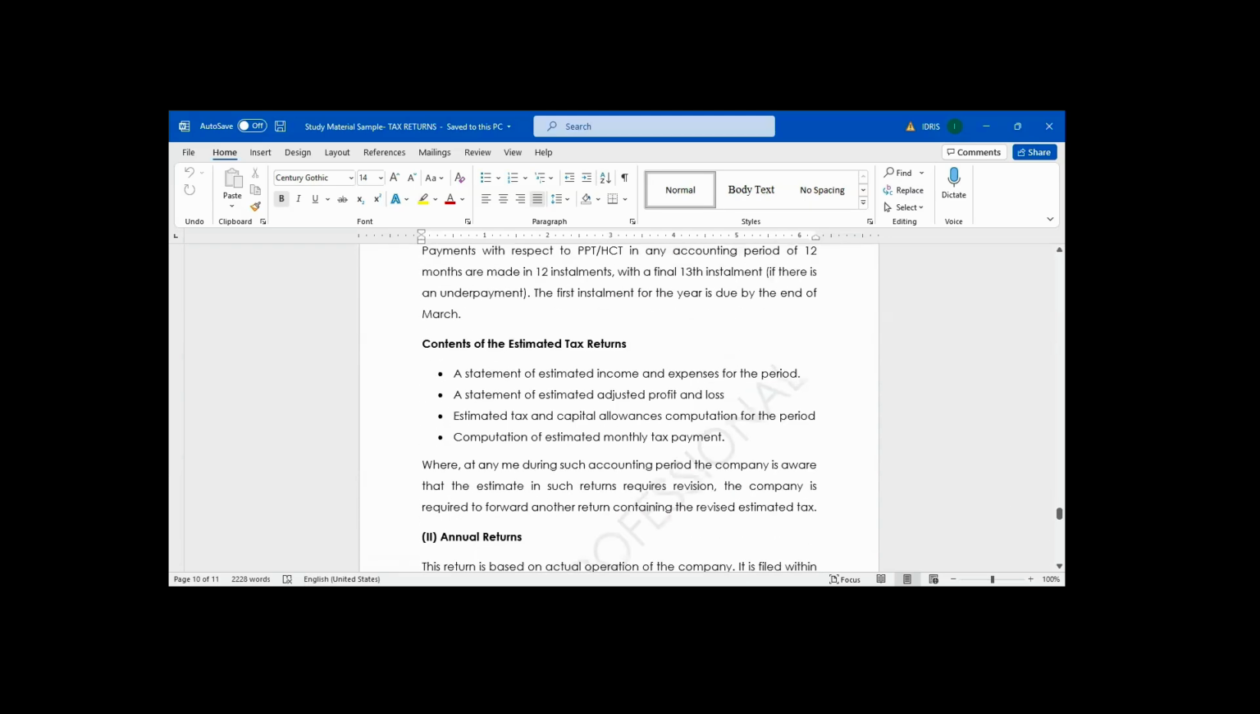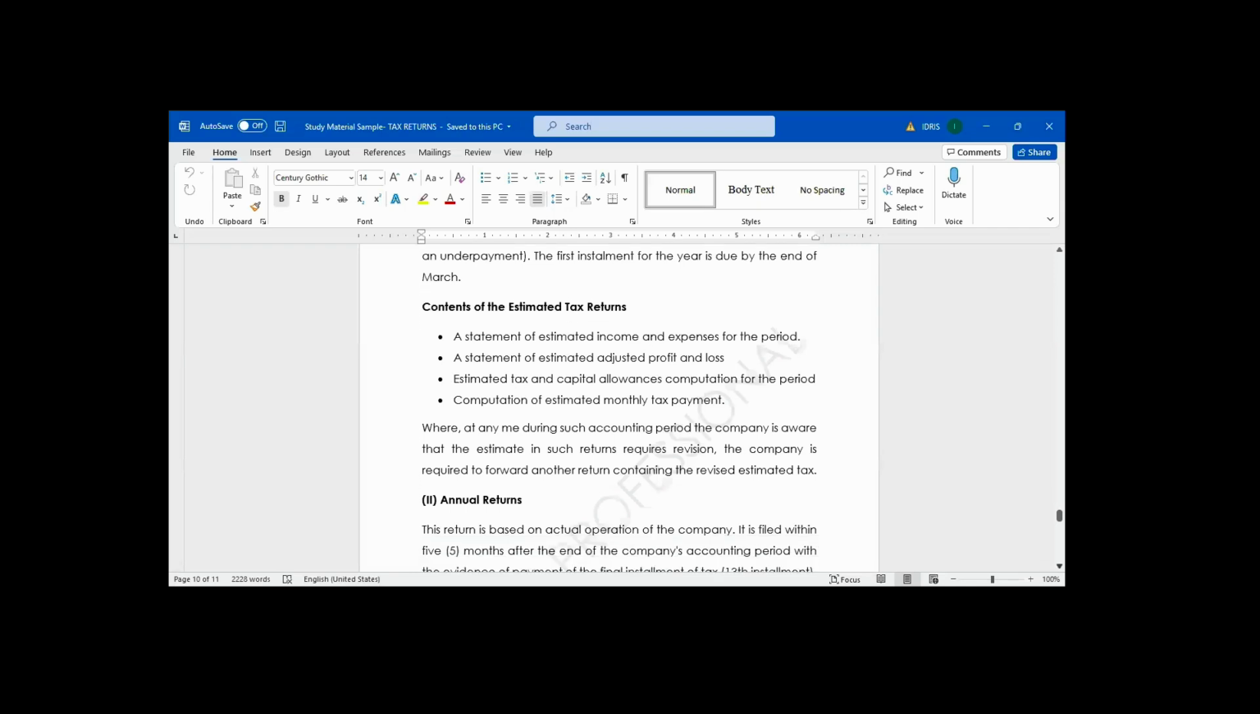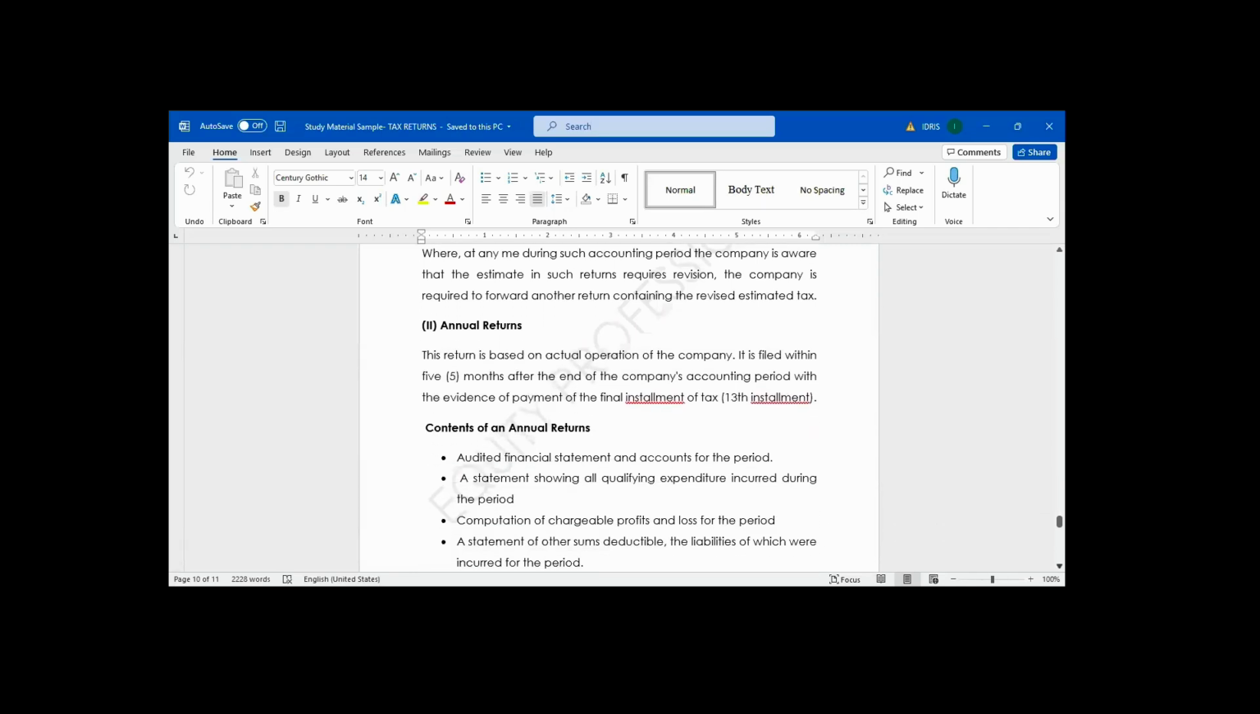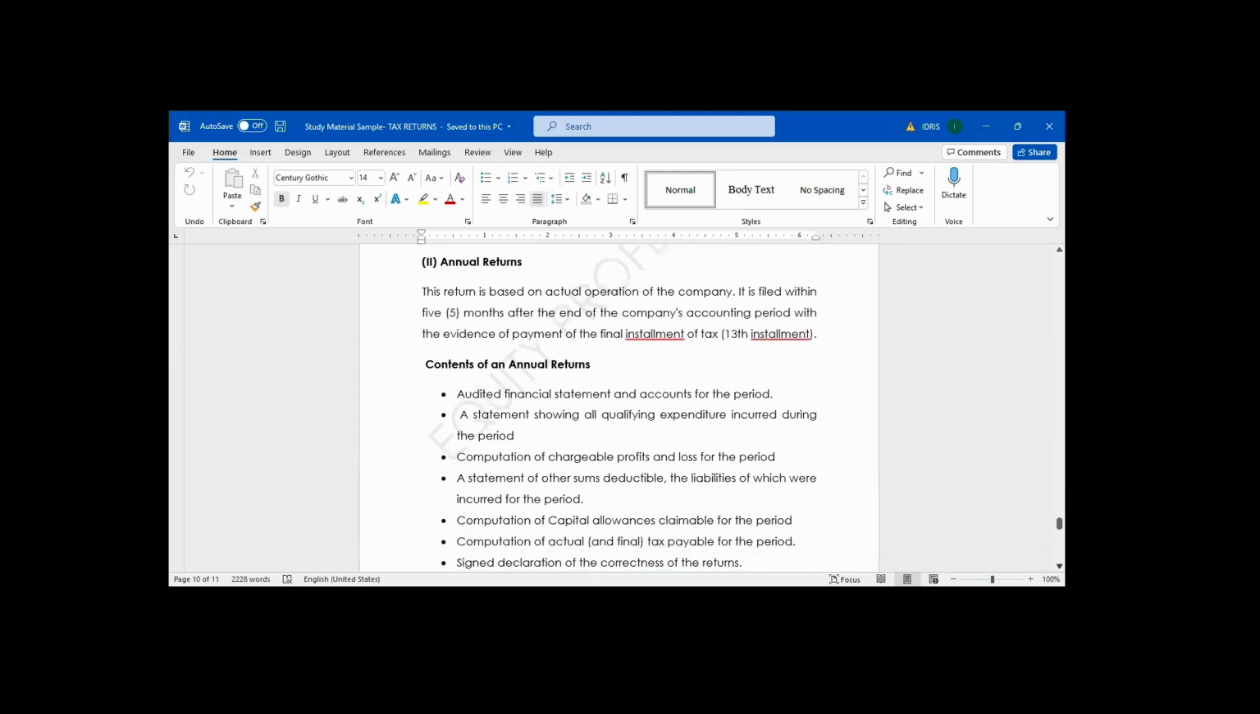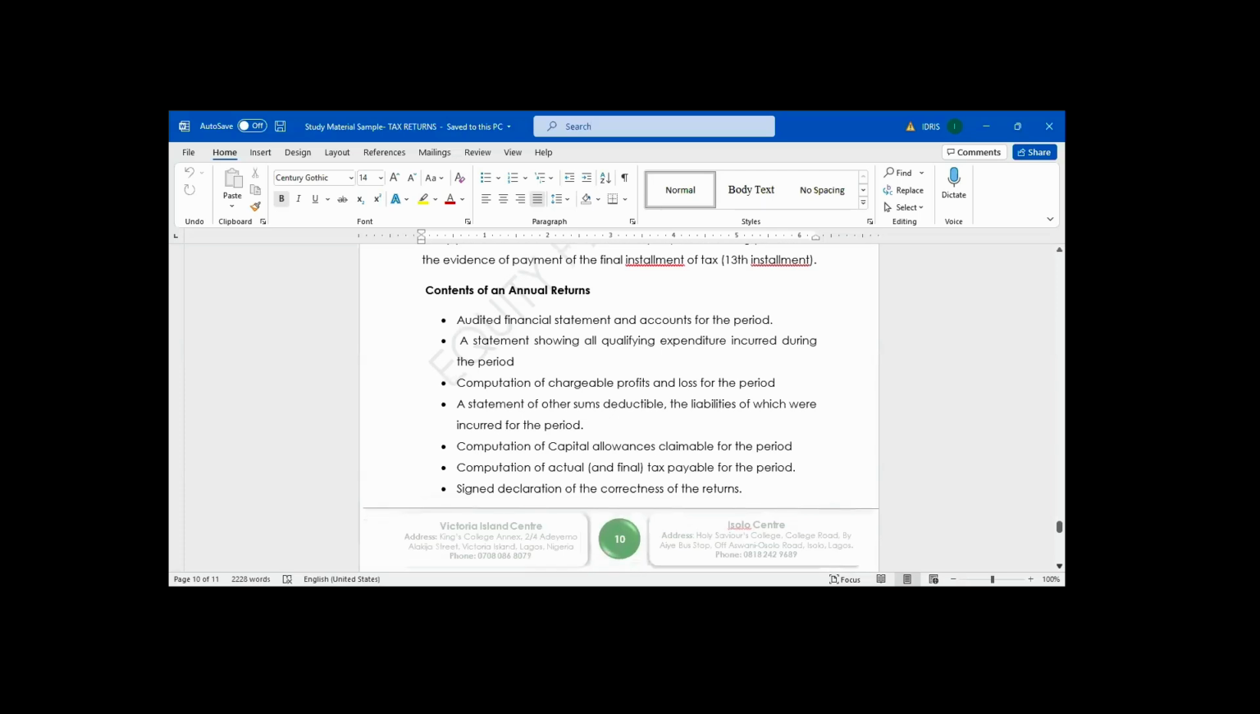Annual tax return for petroleum profit tax. This one must be filed within 5 months after the end of the year. That means annual tax return for petroleum profit tax must be filed at least by 31st of May after the end of the year. In this annual tax return, all you need to do is to pay the 13th installment of the petroleum profit tax.